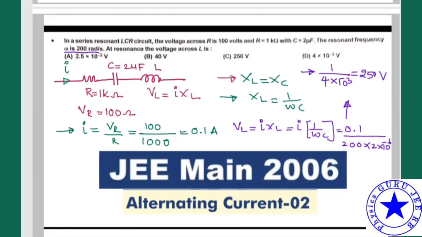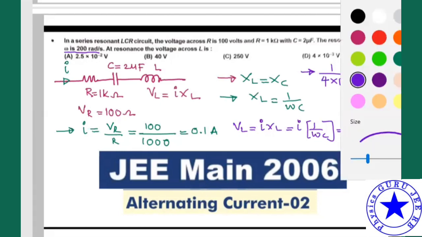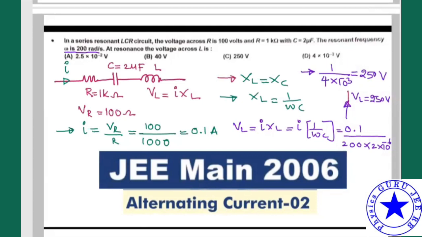So at resonance, the voltage across L is VL equals 250 volts. So the option would be C, which is the correct answer. Hope it is clear, right?